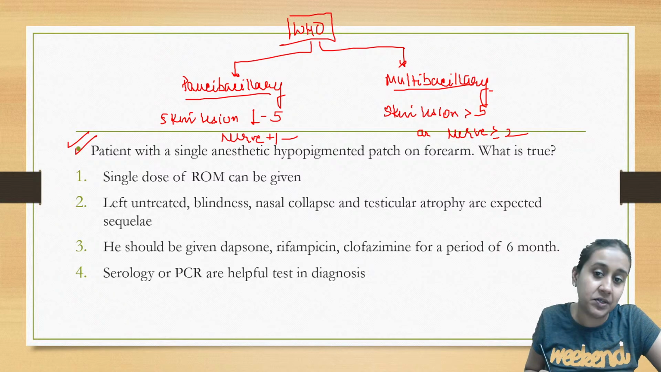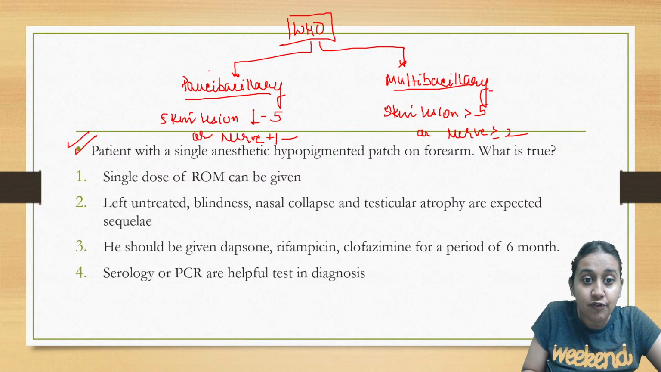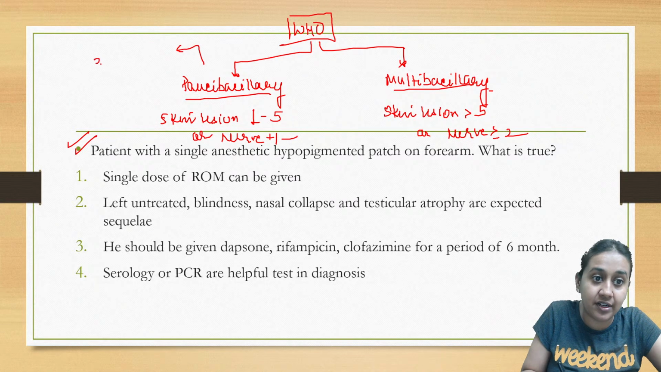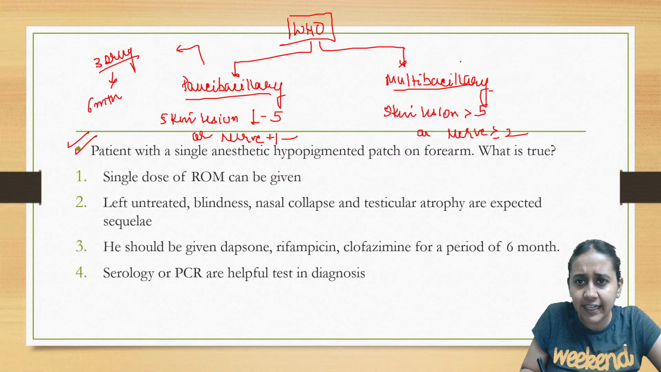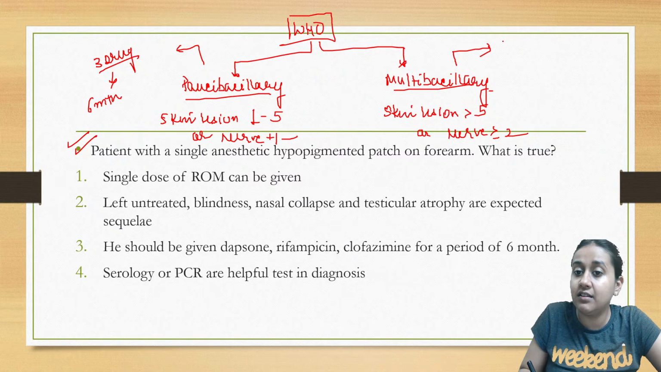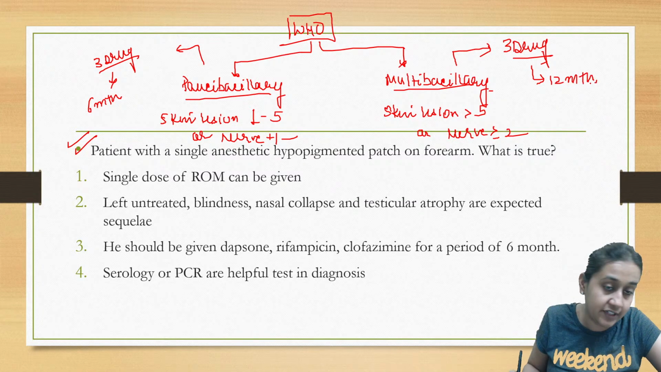So if either of them is present, then it is multibacillary, and if either of them is present, it is paucibacillary. For treating paucibacillary, we give 3 drugs: rifampicin, clofazimine and Dapsone. The duration is 6 months. For treating multibacillary, the drugs are the same: rifampicin, clofazimine and Dapsone. The only difference is you have to give the treatment in multibacillary for 12 months.